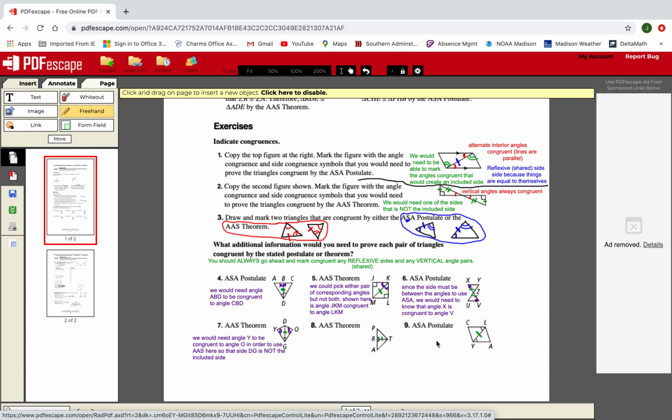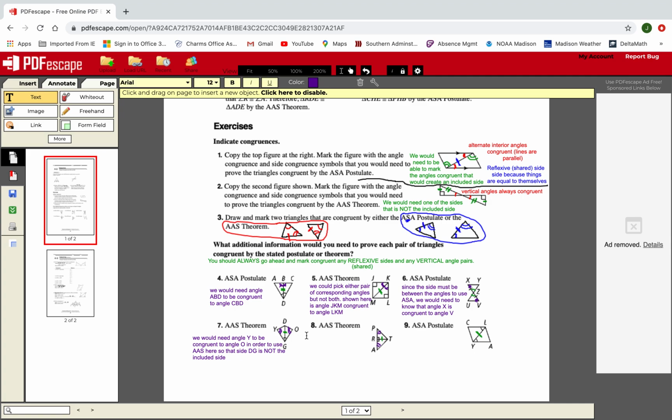On number 8 here, again, we want to use AAS. I have angle and I have a side. If I choose the angle T's, this is the same situation as number 7. Then that side would be the included side, and that's not what they want us to use. So we're going to have to choose angle P and angle A. Same situation here. We would need angle P to be congruent to angle A, so that the side shown congruent is not the included side.